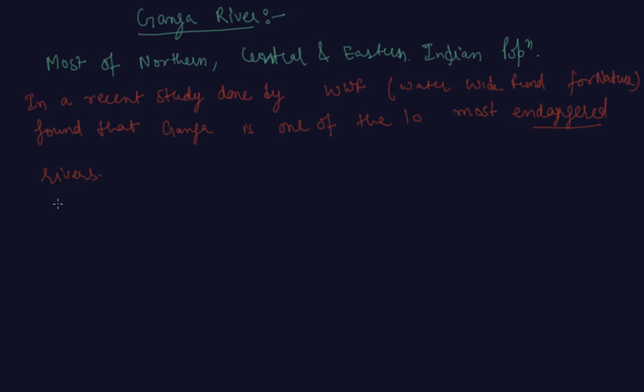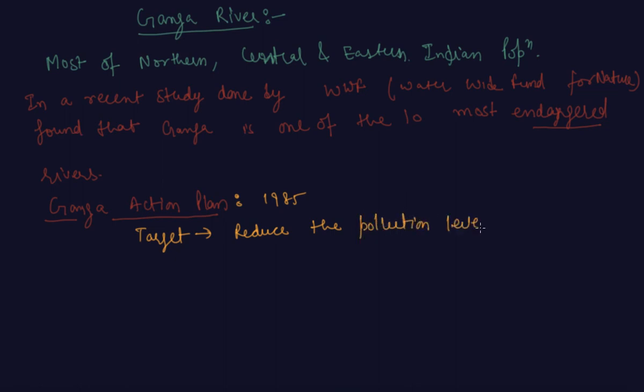Okay. So a national plan made by the Government of India to save the river was called the Ganga Action Plan. It was executed by the Government of India and started in 1985. Okay. The main target of this plan was to reduce the pollution levels. How can we reduce the pollution level of the Ganga river? By decreasing the amount of pollutants we are adding to the Ganga river.